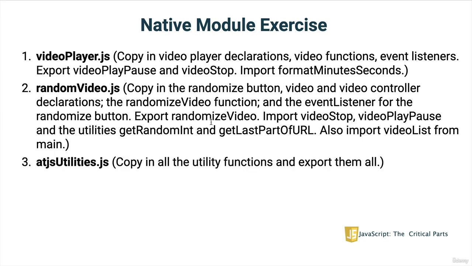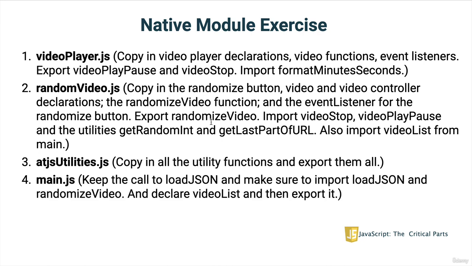Utilities.js. Basically, you just want to copy in all the utility functions and export them all. We'll be using all of the utilities in different places, so they need to be exported. Main.js. So keep the call to load JSON and make sure you import load JSON and randomize video, those two functions.